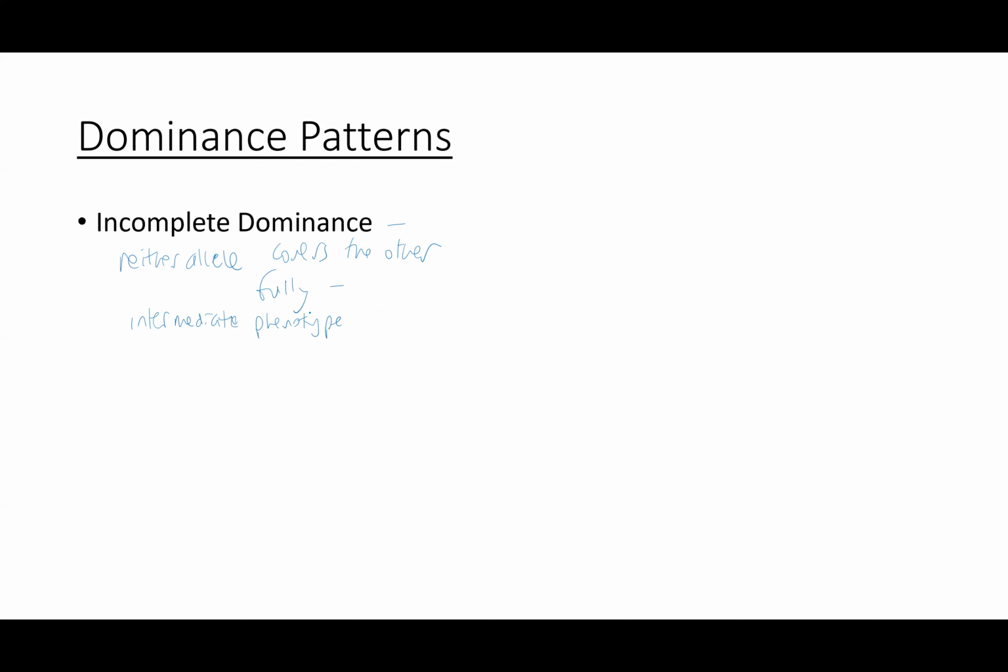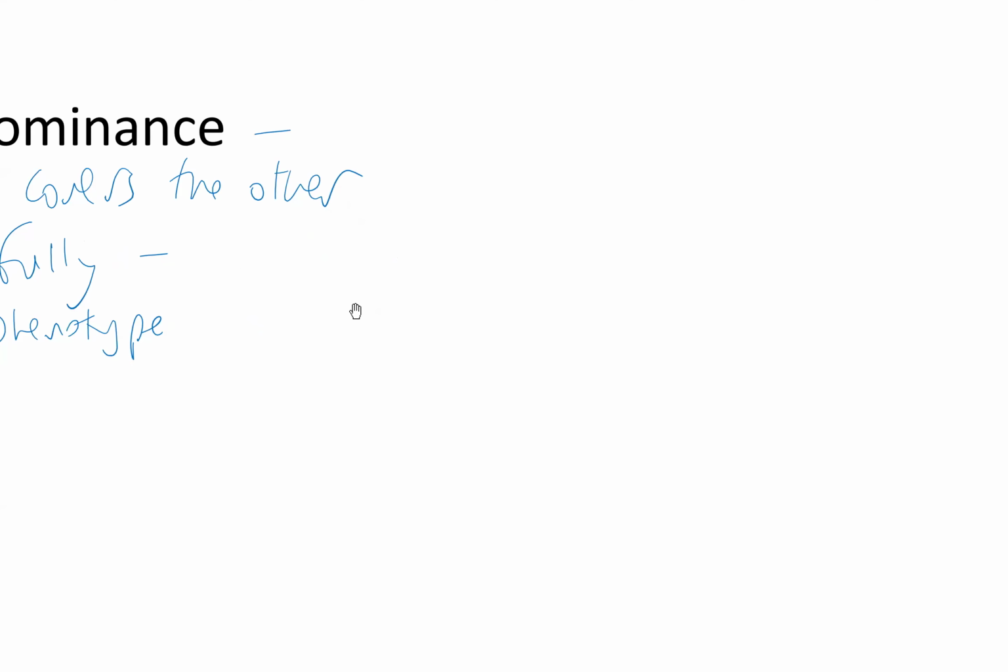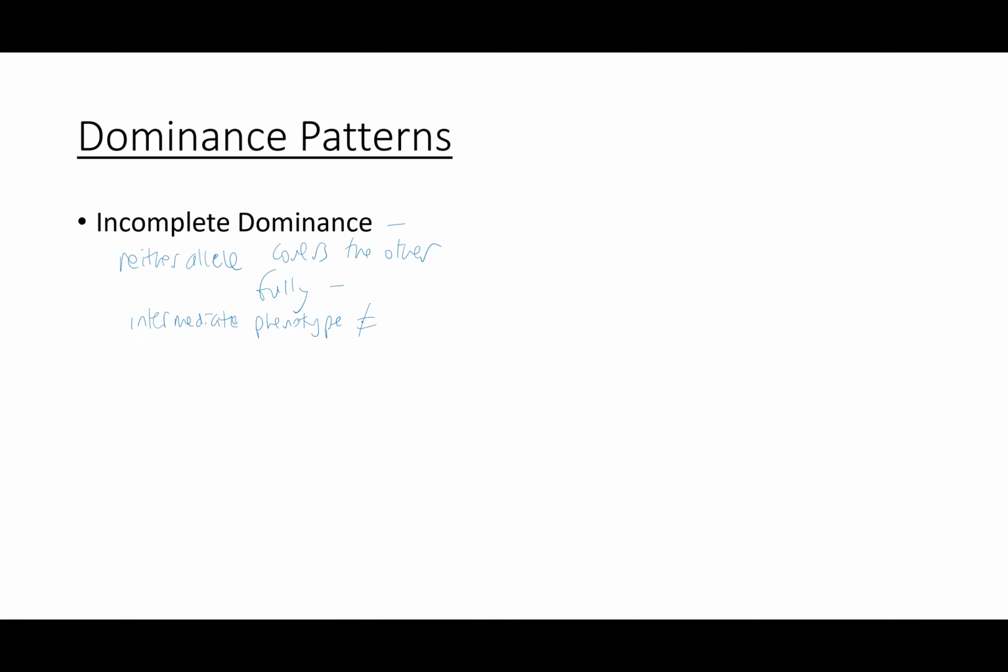It's still not blending. It's not that the two alleles are combining with each other and making a whole new allele. It's just that both alleles are expressed partly because they're not covering each other up. So it's not that we're changing the rules of blending or not blending.